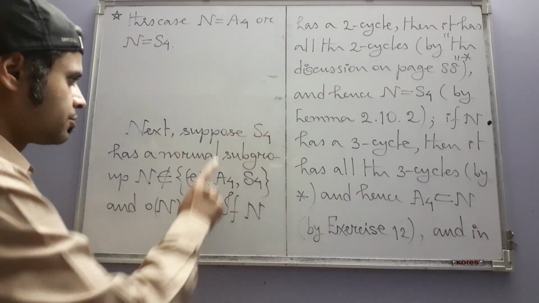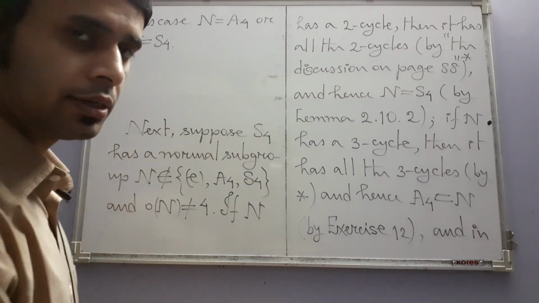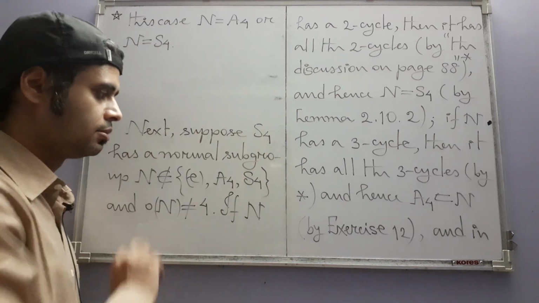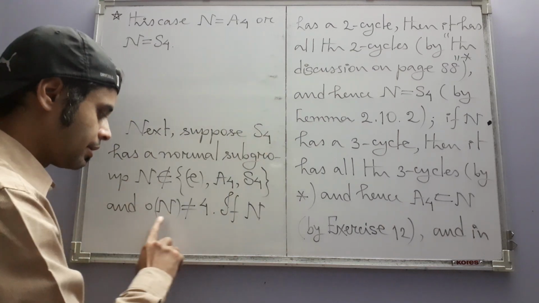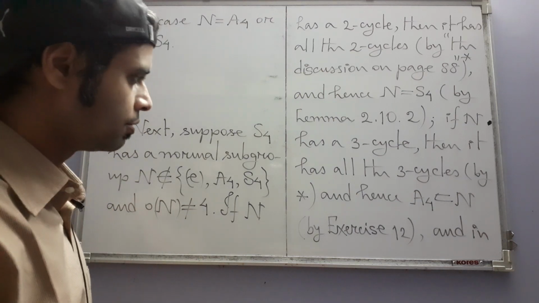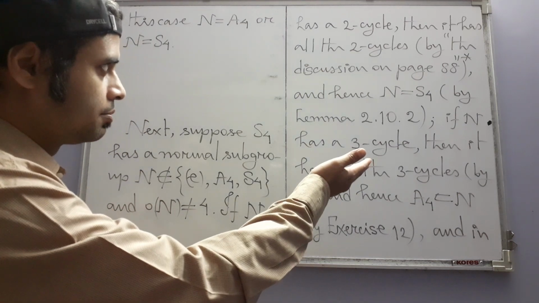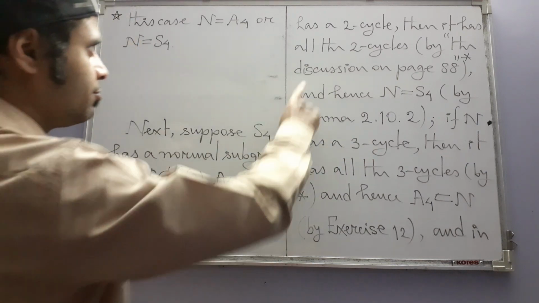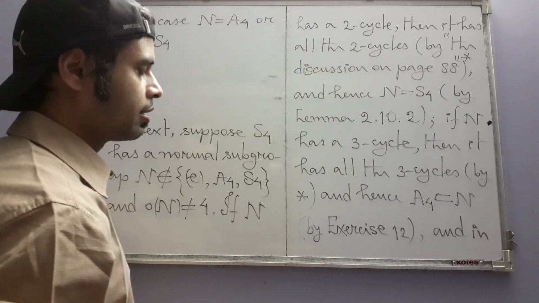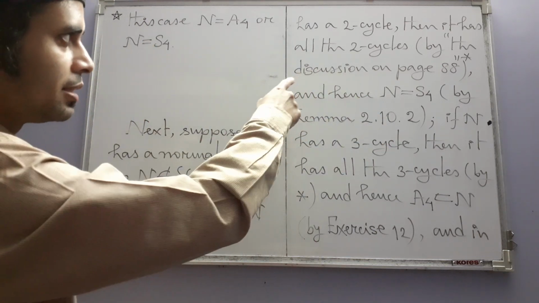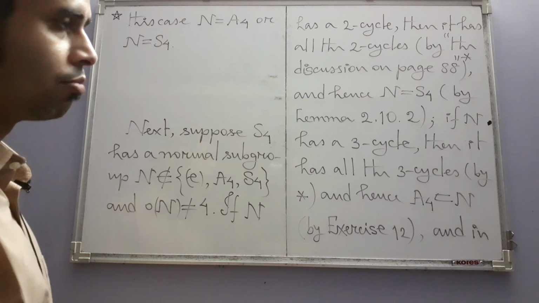We have supposed that S4 has a normal subgroup N, which is different from these three subgroups, and also additionally N has order different from 4. Now this part, after that, we have to understand. If N has a single 2 cycle, then it must have all the 2 cycles, by the discussion on page 88. What does this mean?